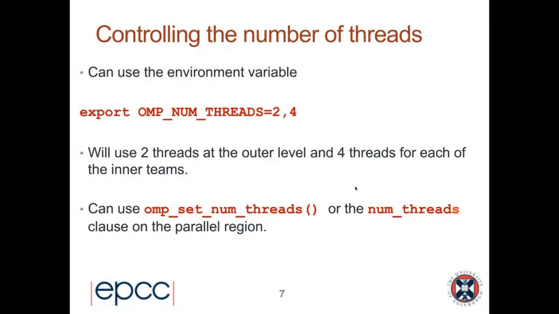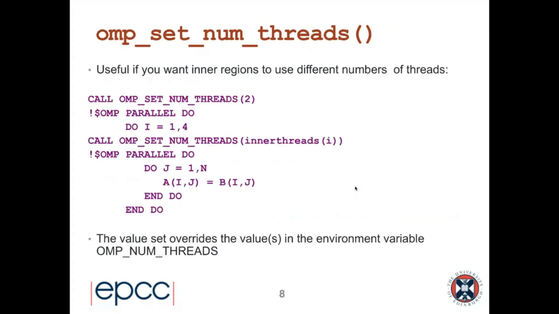So that's convenient as long as you do want the same number of threads for all of the inner teams. You may not want to do that, in which case you have more flexibility. You can either use the OMP set num threads function, or you can use the num threads clause on the parallel region. Let's look at set num threads first. This is a slightly complicated example, but it shows you the kind of flexibility that you have here. Look at the I loop here, which is length 4, and that contains a J loop, which is of length N.